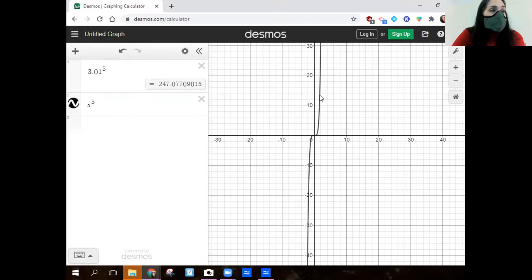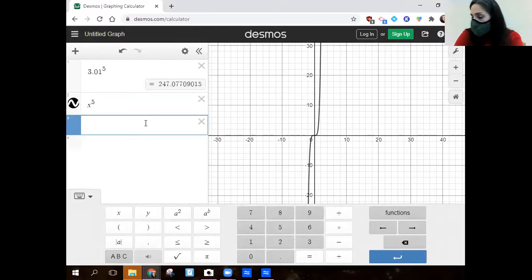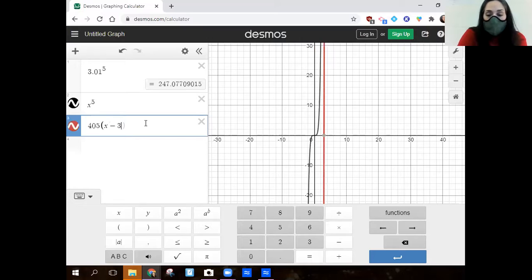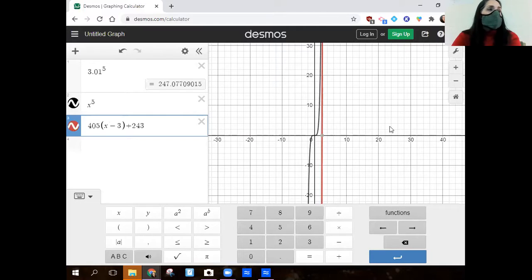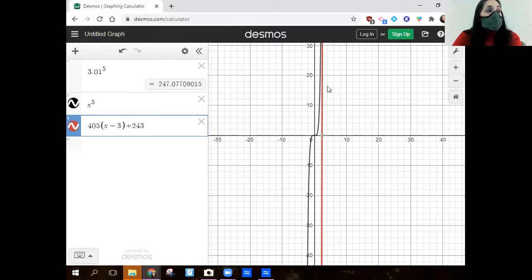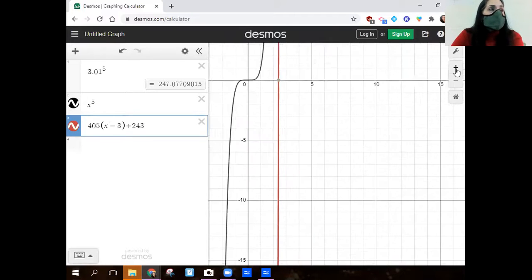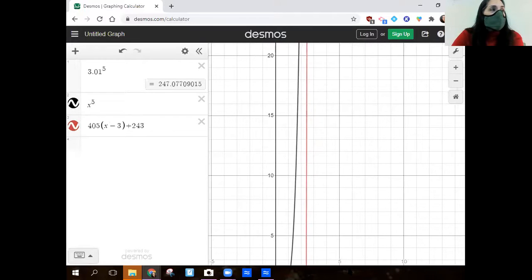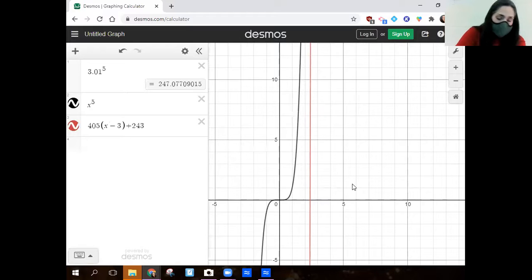And since your graph is concave up, your tangent line, I suppose I could put that in. I wonder how that would look. 405 parentheses x minus 3 plus 243. Yeah, it basically looks like a vertical line. That's just a crazy steep slope. Okay, but either way, this tangent line is going to be underneath the curve. It's going to be concave up, so the tangent line will be underneath, which means it will be less.